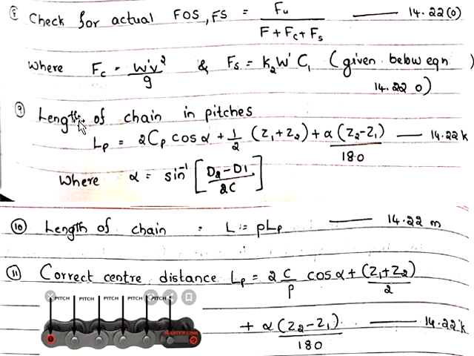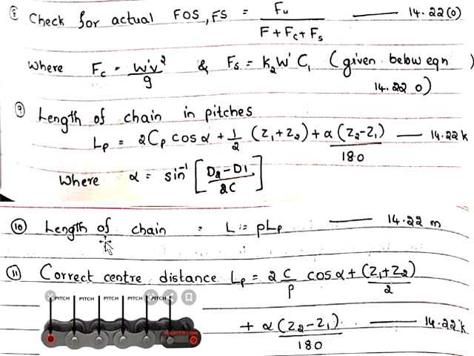Then find out the length of the chain in pitches using equation number 14.22k. In this equation, all the values are known except the alpha value. The alpha value can be calculated using sine inverse of d2 minus d1 divided by 2c, where c is the center distance. Here Cp is the center distance in terms of pitches. That will usually be given in the question, like center distance C is 30 pitches. Like that it will be given. So here you have to substitute Cp as 30. In terms of pitches you have to substitute. Step number 10.